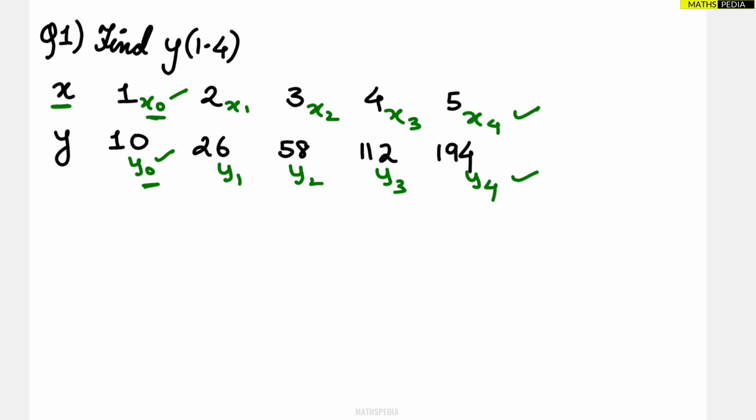Okay. Now what we are going to do? We are going to make the difference table. Okay, it starts from x, then y, which is a function of x, if you want, you can write. Then delta y, delta square y, and so on. We'll see till how much we are getting. Okay. Now x values we can just copy paste column wise. It will be 1, 2, 3, 4, and 5.